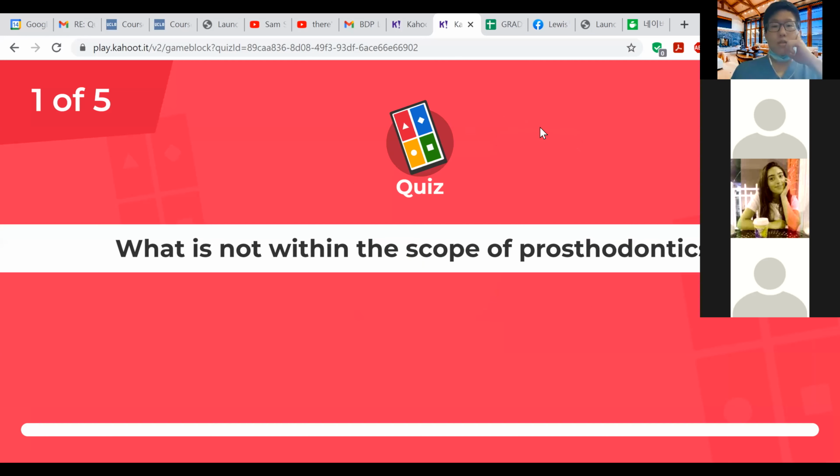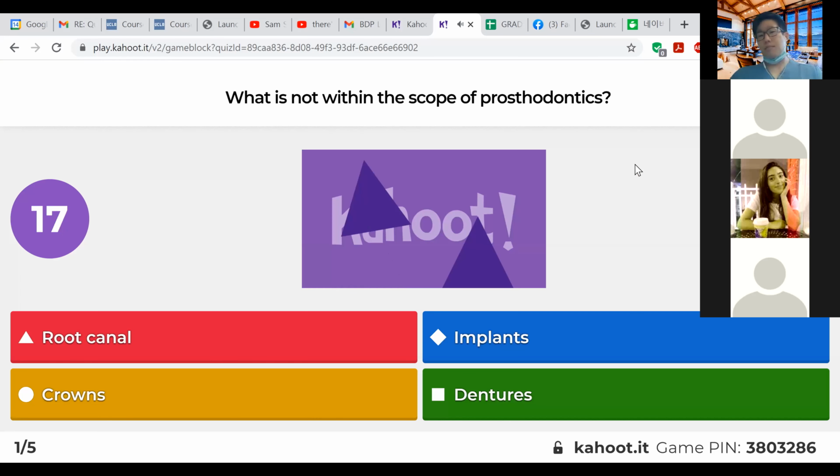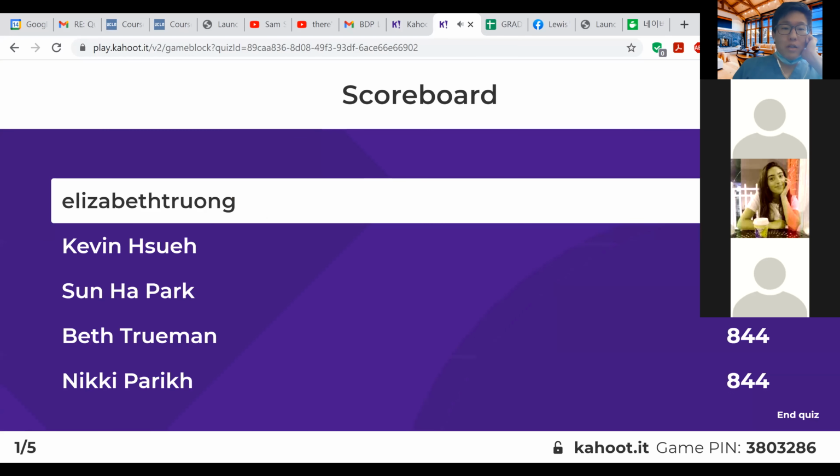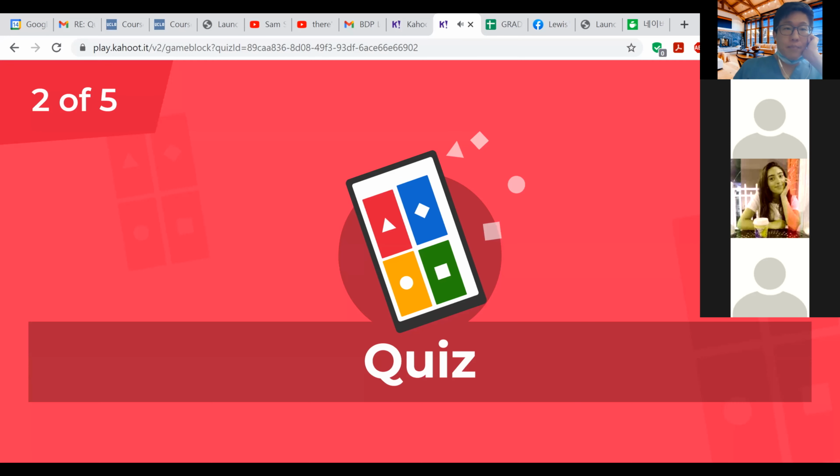All right, what is not within the scope of prosthodontics? All right, pretty much everyone got it. That was too easy, huh? Root canals are for endodontics. Great job, everyone. All right, next.